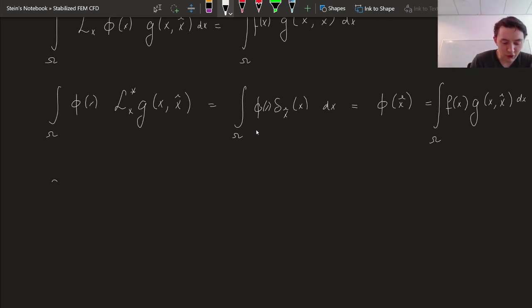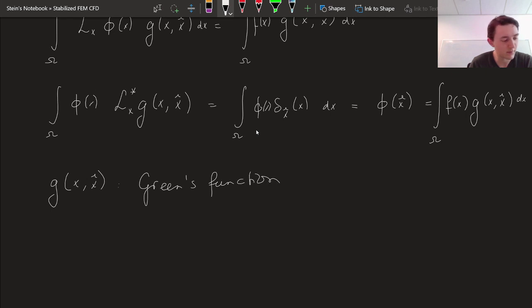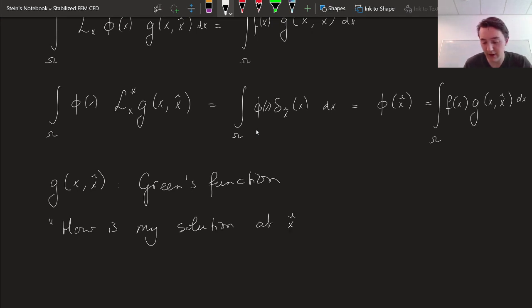So this function g of x hat is what we call the Green's function. And what is it about? It's about how is my solution at x hat affected by sources at x.